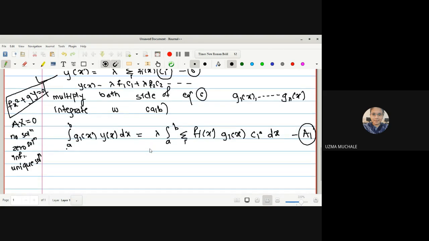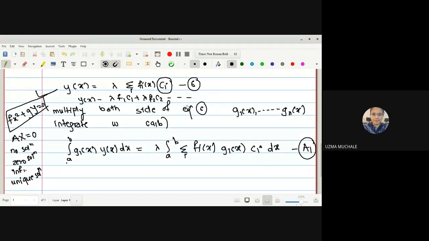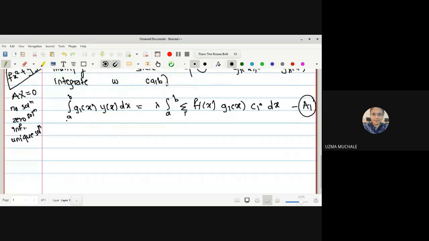Let me go back to this. If you want to find out the solution of this equation, for that what we have to do is multiply by g1, g2 and so on correspondingly. We are going to solve this in such a way that we get the values of those constant terms. Okay. So what will be the next equation is integration a to b.